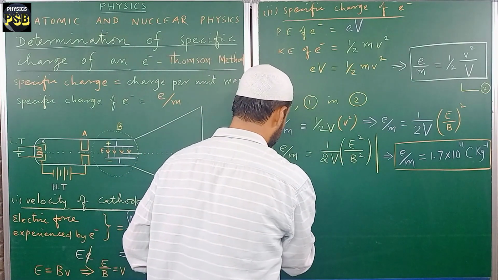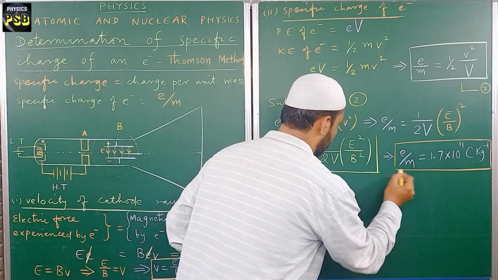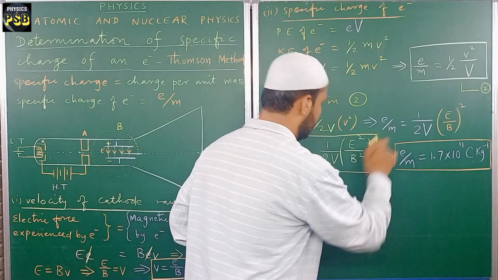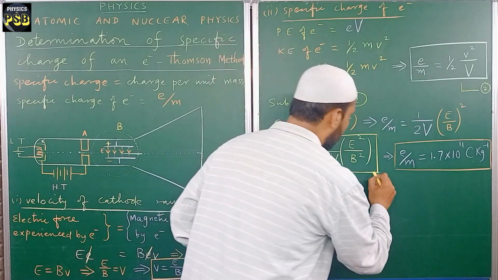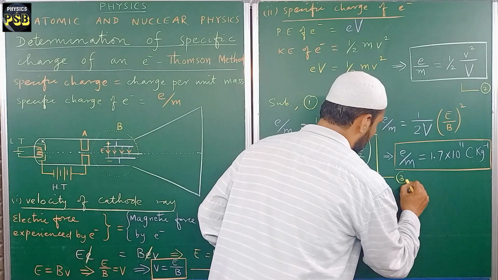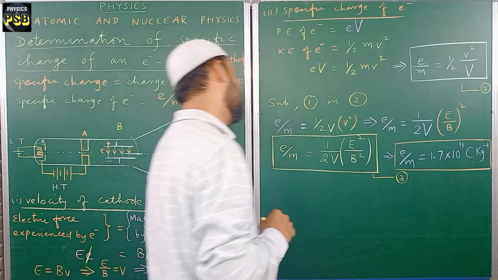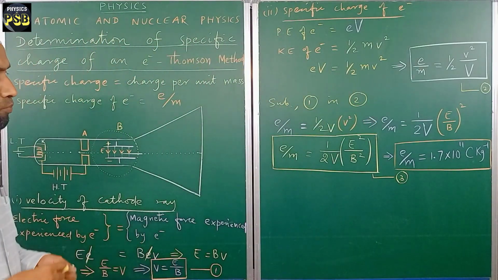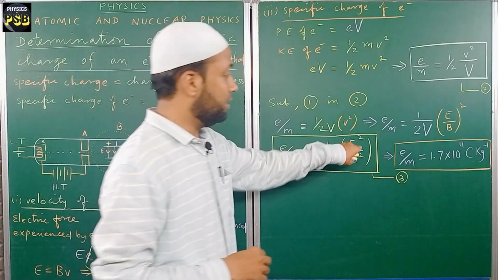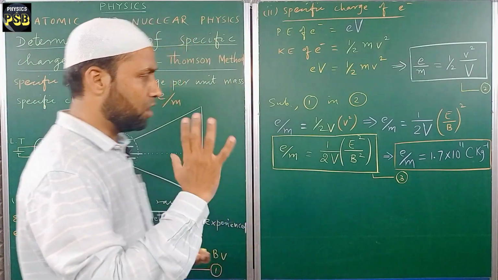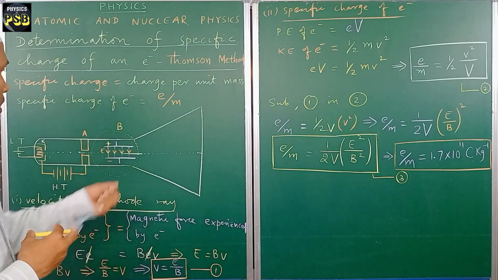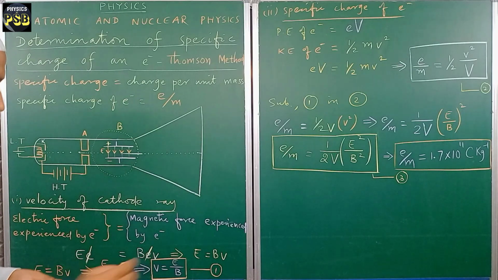Now before that, I box this for better visibility, and I am going to name this equation as equation number 3. This equation number 3 represents the specific charge of electron in the presence of electric and magnetic field. Now I am going to apply only electric field. Okay.